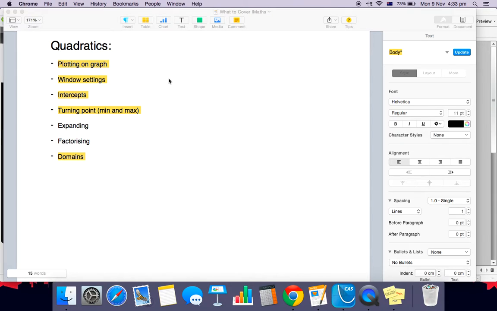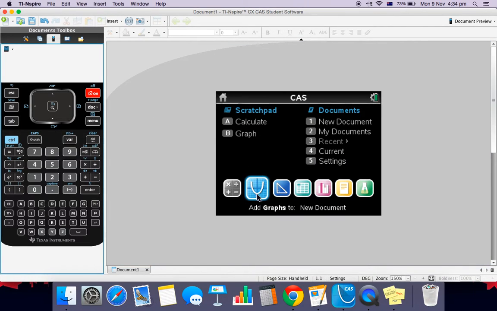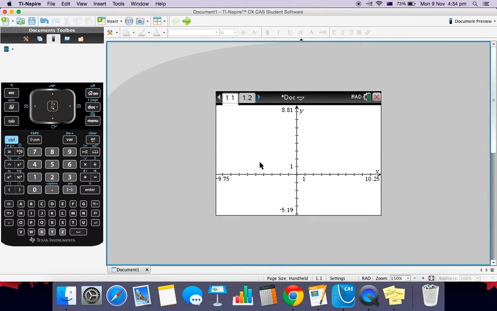So to start with, according to my list, I'm going to show you how to plot a quadratic equation on a graph. So I'm going to open up my CAS calculator here, and we can see that obviously I've already opened up a graph page. To do that, on your home menu, you could simply click on here, but seeing as I'm already open, I could go to current, and it will open up what I already had.